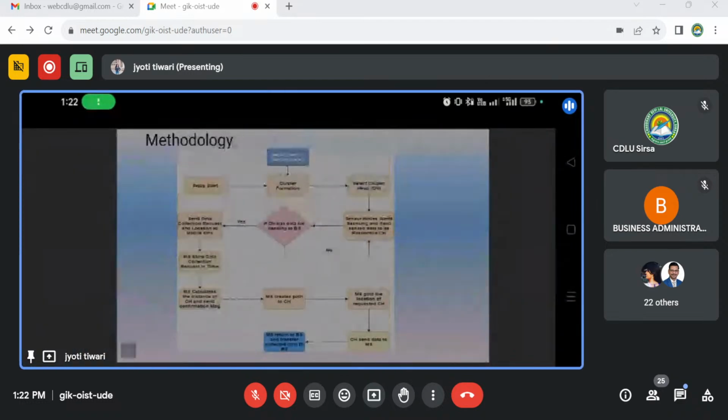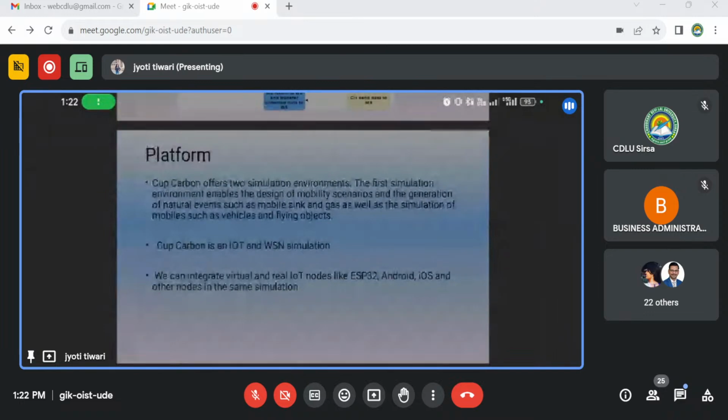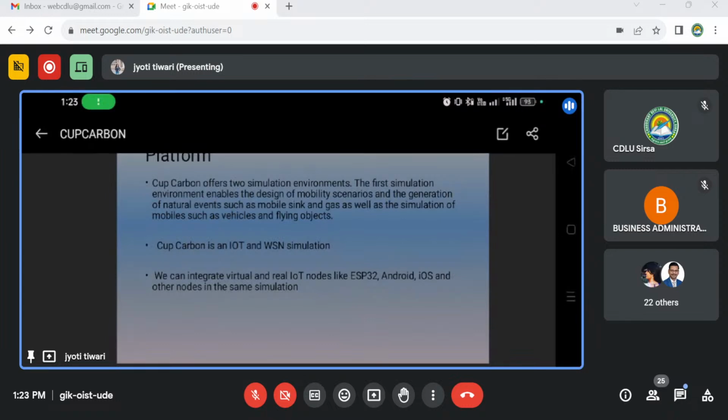This is my methodology. Platform: I'm using the simulation tool Cup Carbon. The Cup Carbon simulation tool is very environment friendly and designs the mobility scenario, and these are the natural events. We can work with the WSN design simulation tool called Cup. It is a multi-agent and discrete event WSN simulation. It can design, and it is user friendly also. I'm working on Linux and Windows both.